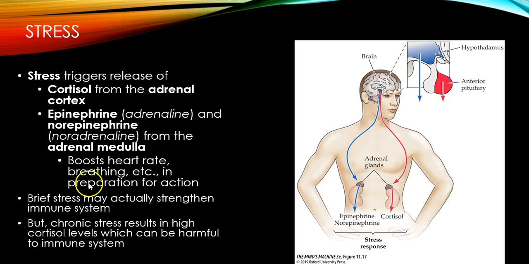So we've got our hormone, basically cortisol being the stress hormone. And brief stress, what we find might actually strengthen your immune system. But chronic levels of stress result in high cortisol levels, which can be harmful to the immune system. So when you're going through stress, we've got our adrenal glands. They may release cortisol, epinephrine, norepinephrine.